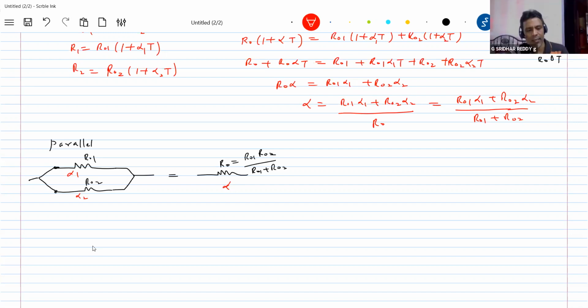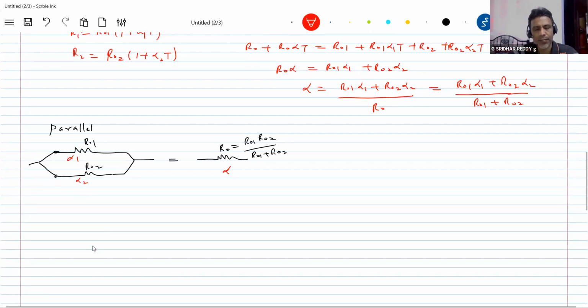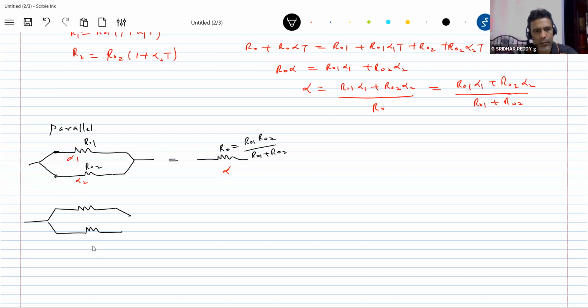As I raise the temperature, what is the new resistance? So this will be at 3 degrees Celsius and this is 0 degrees Celsius. Similarly, what we did earlier, the similar method, you can follow it here.